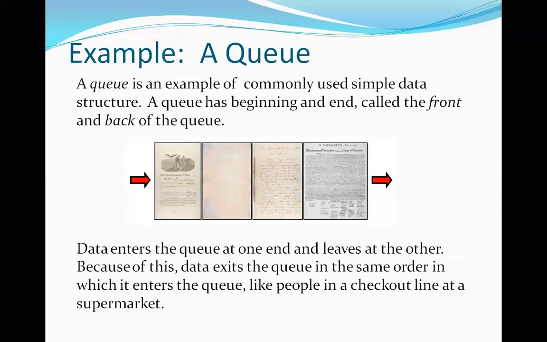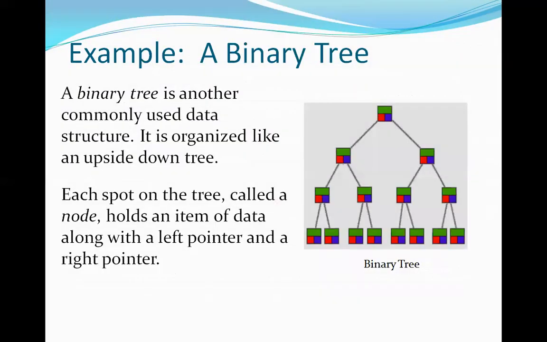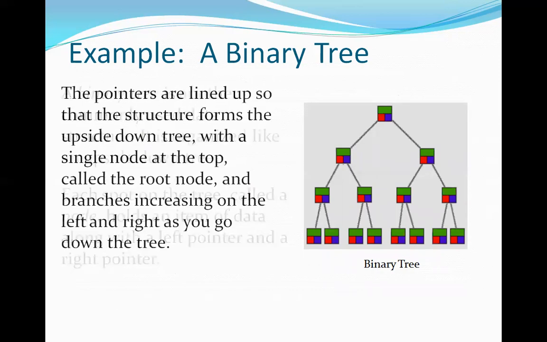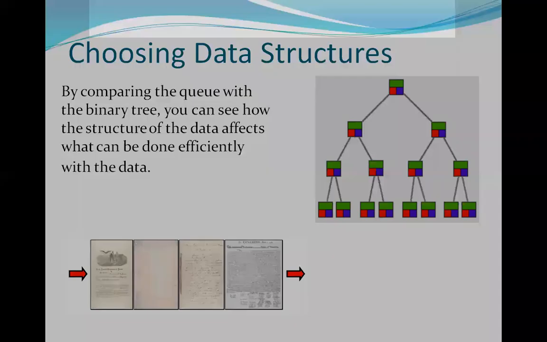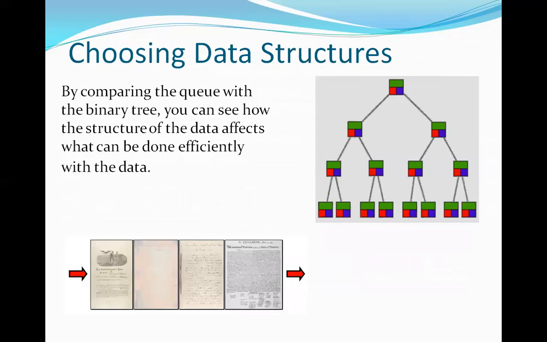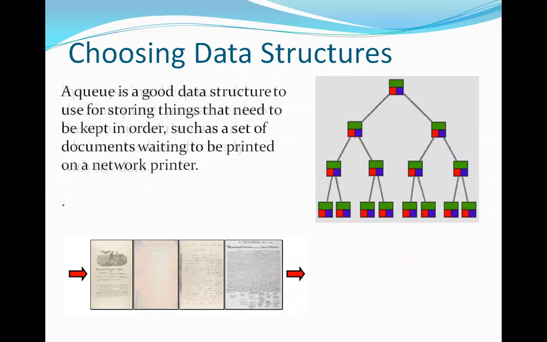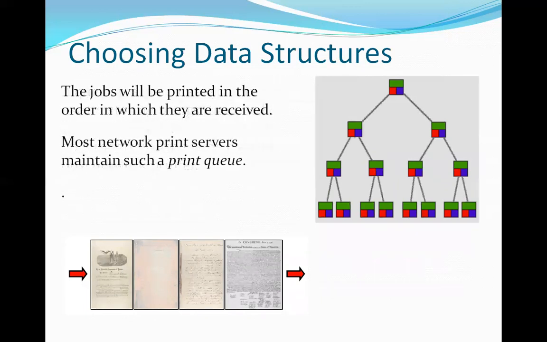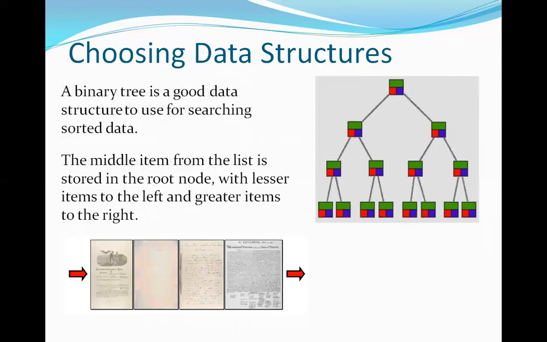An example is queue. Queue is an example of a commonly used simple data structure. A queue has a beginning and end called the front and back of the queue. Another example is binary tree, another commonly used data structure. It is organized like an upside down tree. By comparing the queue with the binary tree, you can see how the structure of the data affects what can be done efficiently with the data. Queue is a good data structure. Binary tree is a good data structure.